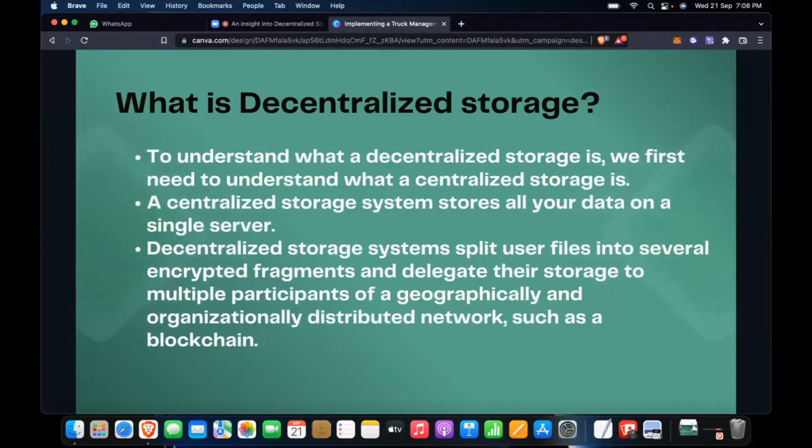Decentralization splits the user files into different encrypted fragments and allocates them to different nodes or networks. And this is how a distributed secure ledger of files is created, and this is on the blockchain. This makes our data secure. Not even a single node would be able to decrypt the data being stored there because it is in the form of a hash, and it is encrypted using cryptography and algorithms such as SHA-256.